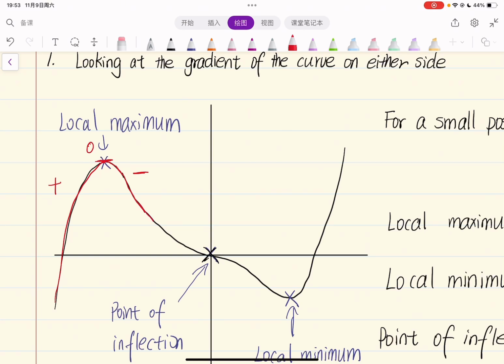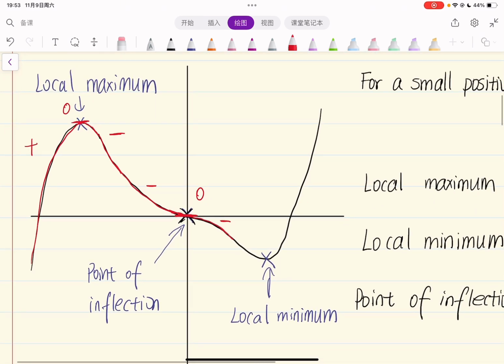Let's continue to move. We can see for this part, the gradient is negative, and then we reach the point of inflection. So at this point, the gradient is 0, and then we continue moving. We can see that the gradient is still negative.